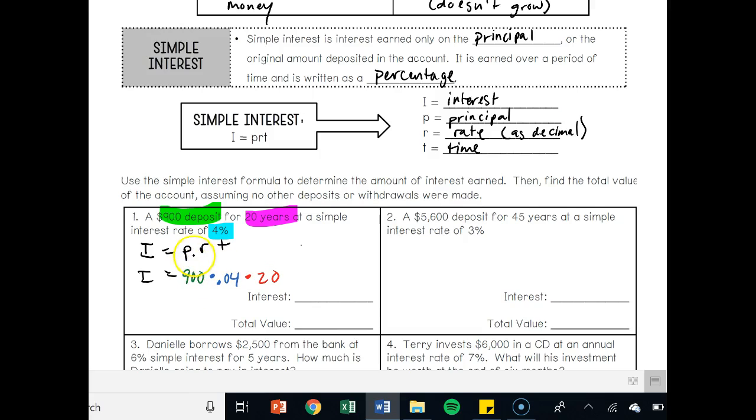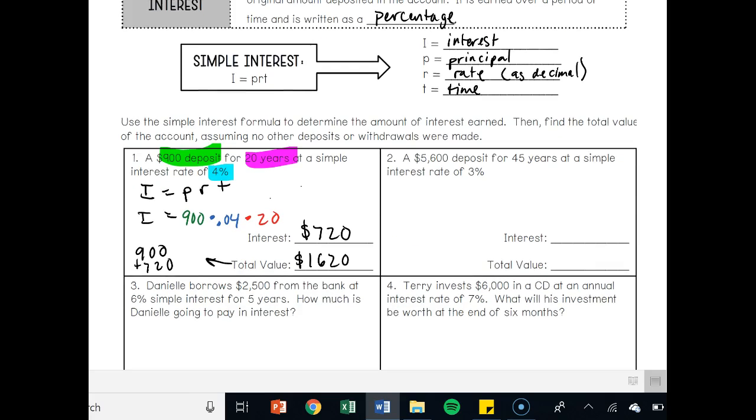So again, principal 900, rate was 4%, so 0.04, time 20 years, right? Multiply those numbers together straight across, you'll get $720, right? So for giving the bank $900 and waiting 20 years and doing nothing with it, you'll get an extra $720. So for the total value, all you have to do is add your principal, $900, plus your interest together to figure out how much money you'll now have in your bank account, and that will be $1,620, right? Just 900 plus 720. Okay.